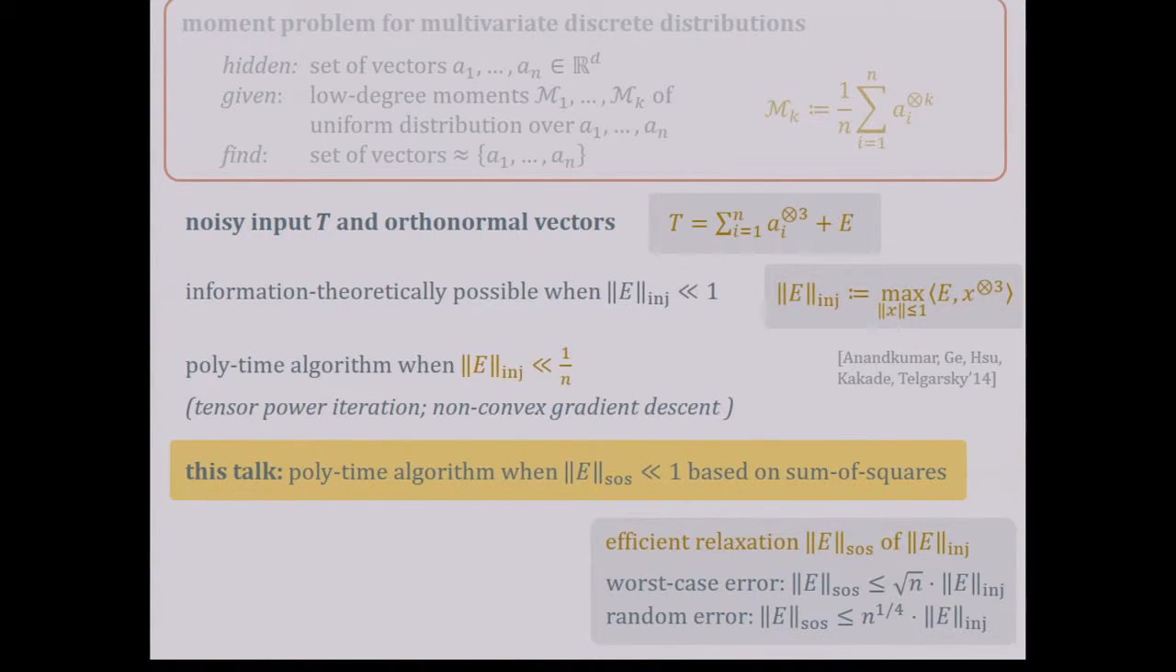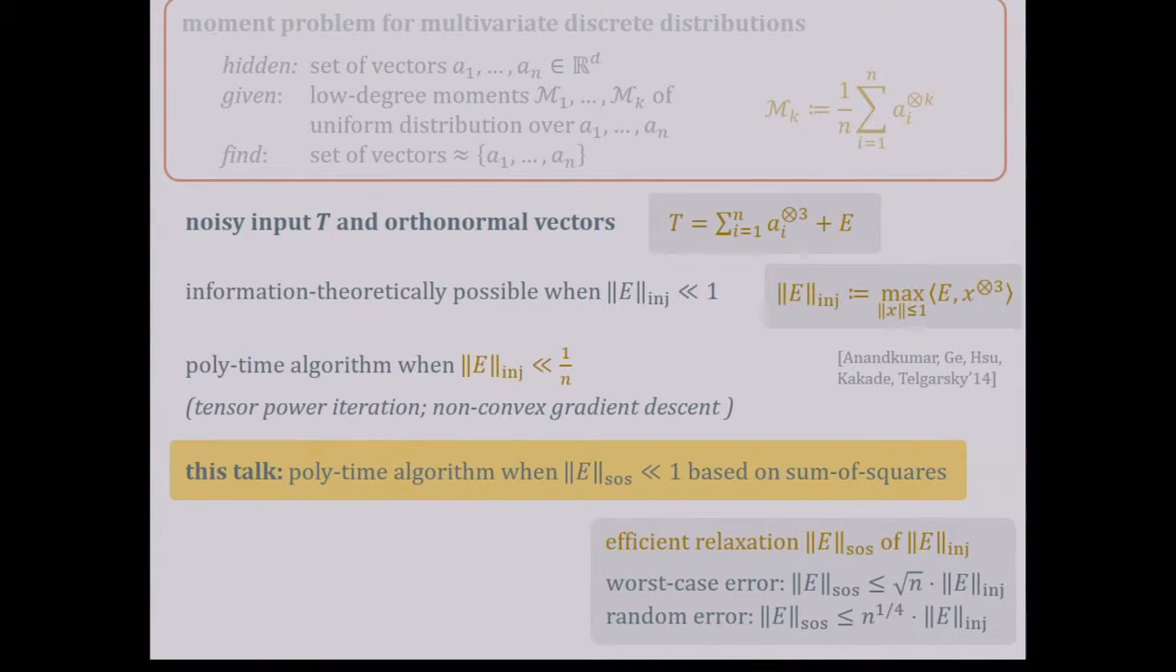So what is this norm? This norm is an efficient relaxation of the injective norm. It turns out that for every error tensor, the sum of squares norm is at most square root n times the injective norm. And that means that this result actually dominates. So this condition is satisfied more often than the other one. Basically, there's a difference between these two conditions.